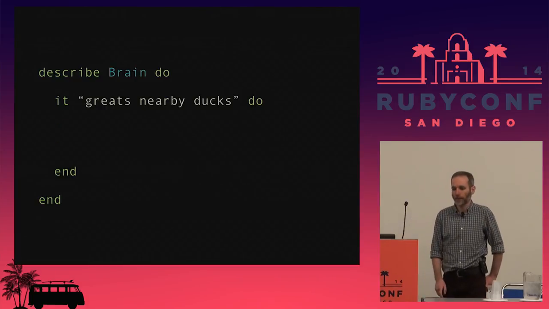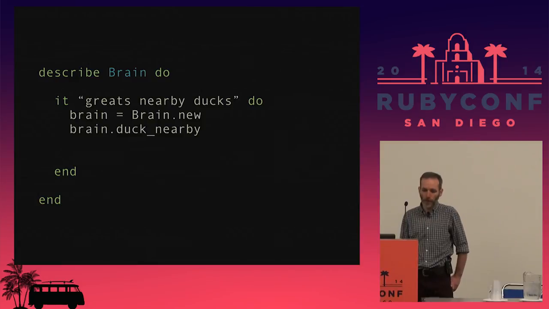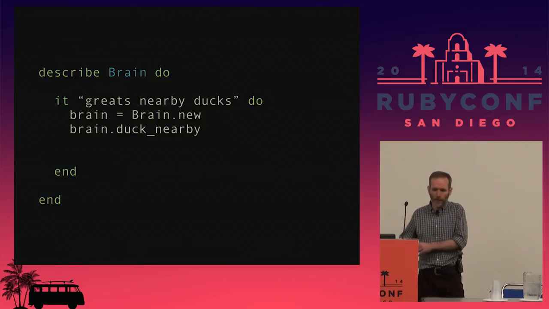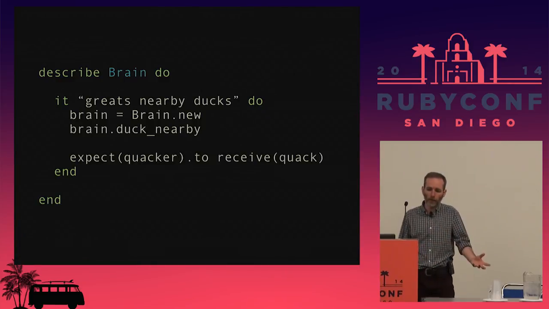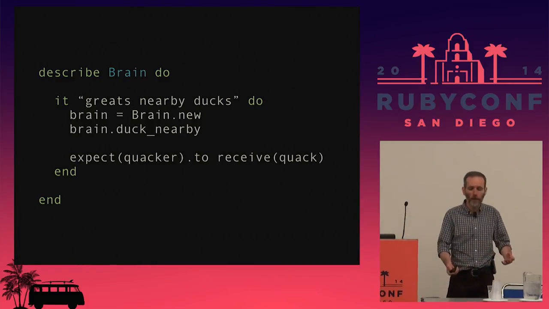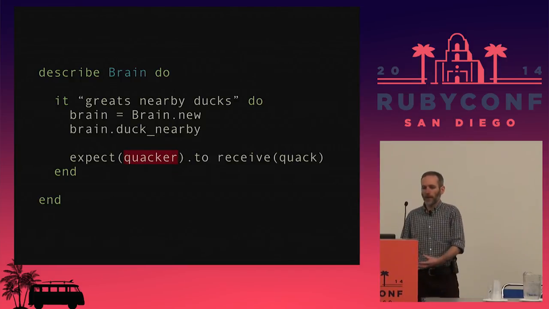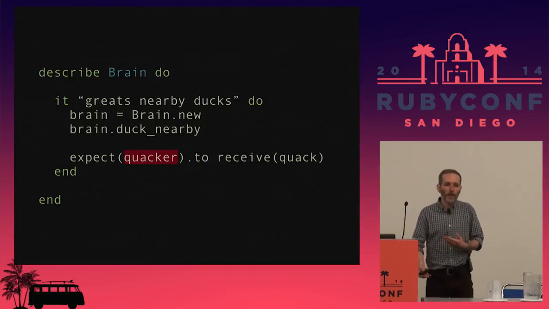OK, so we can write a spec for brain. We can say it greets ducks nearby. So we'll create a new brain object. And then we're going to call duck nearby on it. And then we need to expect some kind of behavior. So here we're going to expect that we call the quacker and actually generate a quack. OK, except that we don't have quacker yet. So this whole process repeats.